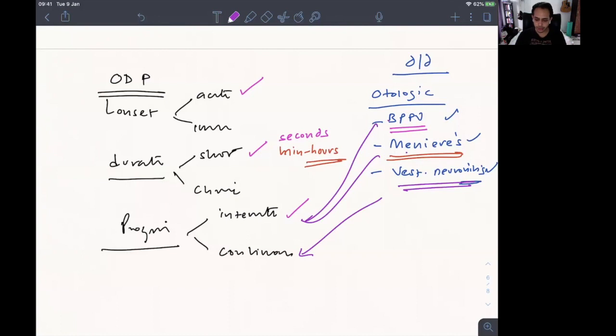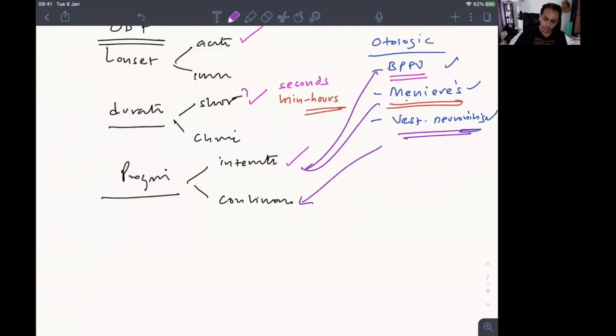Another question that you need to ask is about duration. If it has been extremely short-lasting, like I said, seconds, it will be BPPV. If it is in minutes, it can be ischemia. So vestibular ischemia is a reason for vertigo starting within minutes. Hours, it is Meniere's, and days can be vestibular neuronitis.